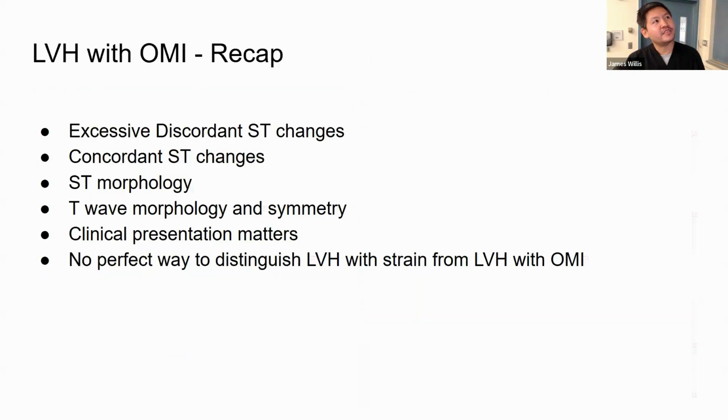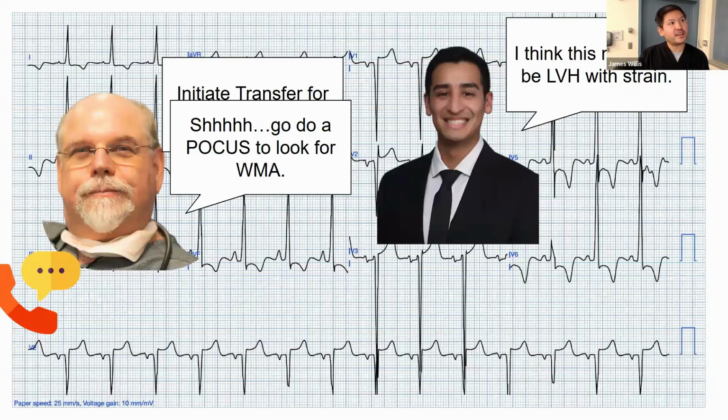All right. So let's end this lecture. LVH with OMI recap. I hope you guys learned something, but things to look out for: excessive discordance, concordant ST changes, look at the morphology, look at the T-wave morphology. Clinical presentation matters, and you just have to accept that there's no way to perfectly distinguish LVH with strain from LVH with OMI.